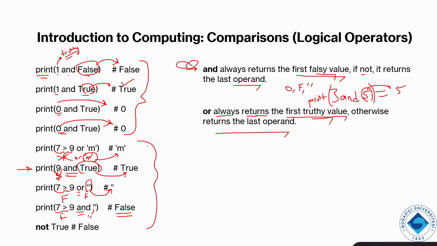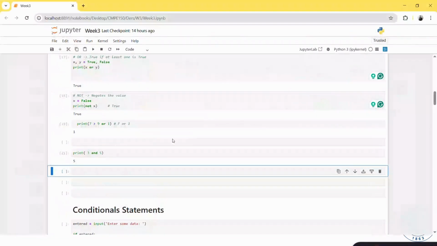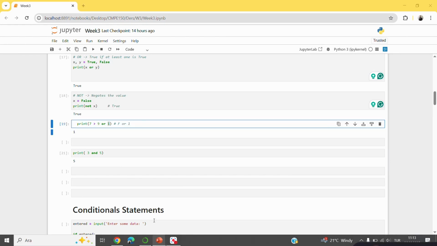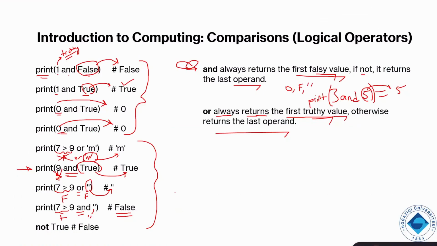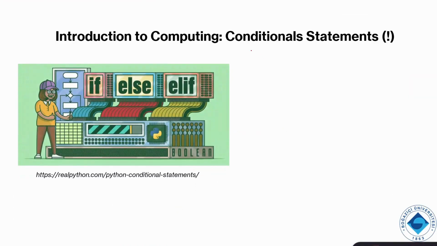You can do more exercises by yourself by using maybe Anaconda. And in this case, again, that one is false and is asking all one, right? So there is no truth value here, so it will return the second one as a rule. Okay, now we can continue with conditional statements.